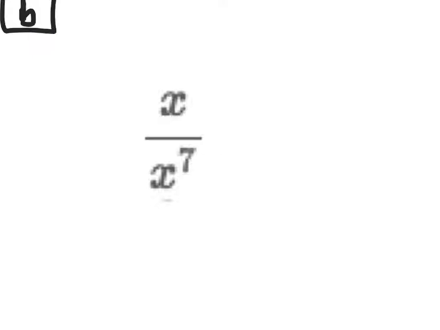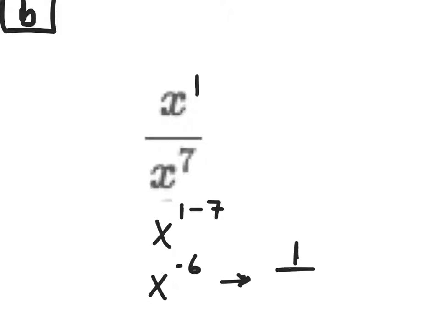Okay, this one, I'm going to put this as an exponent of 1 here. Now I'm going to subtract these. This is going to give me x to the 1 minus 7 power, which is going to give me x to the negative 6 power. But I can't write this with a negative exponent, so I have to go one step further and say that this is going to give me 1 over x to the 6th, and use that negative exponent rule that we have.